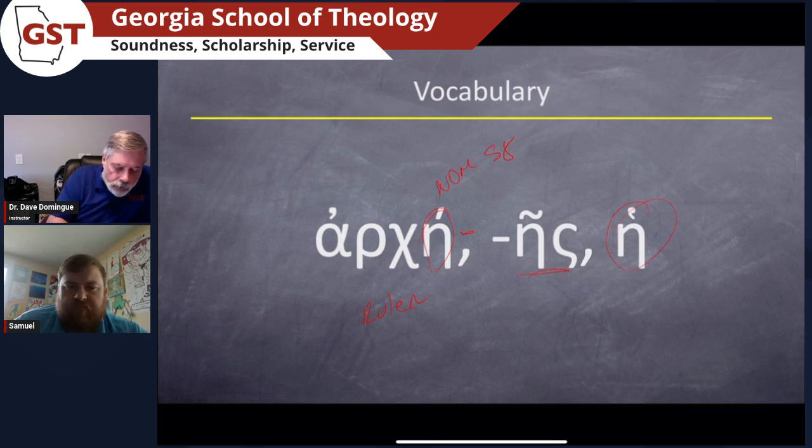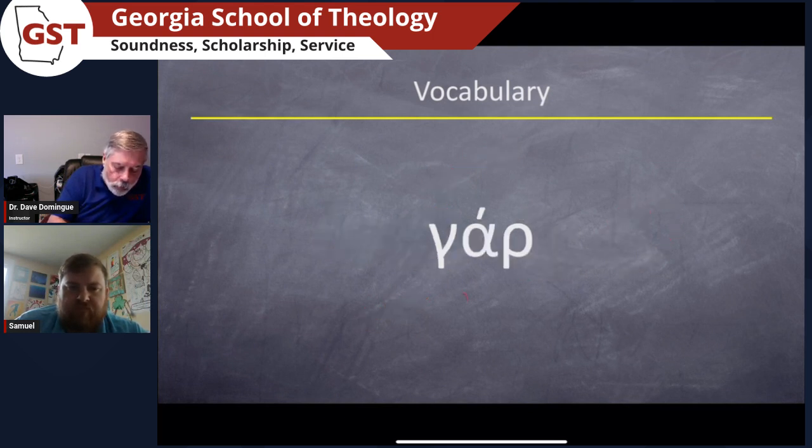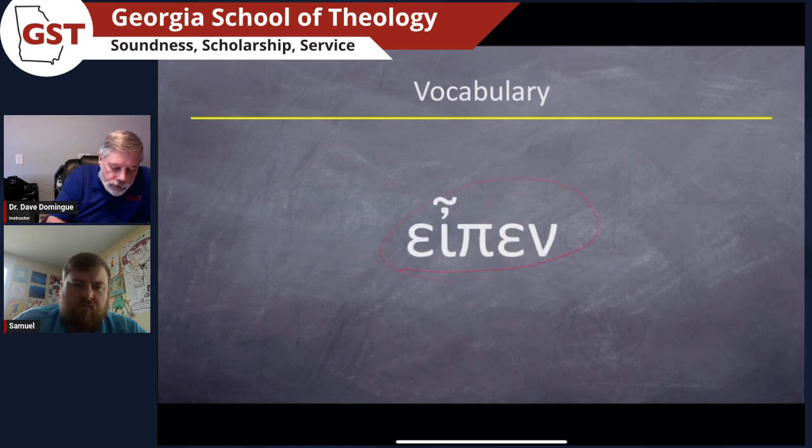So beginning or ruler. Here's gar. Gar means for. It's called a post-positive word, meaning in Greek it will never appear as the first word. It may appear as the second word or the third word, but in English we'll probably translate it as the first word. Okay. Apen, it means he, she, or it said. Eis is a preposition meaning into.